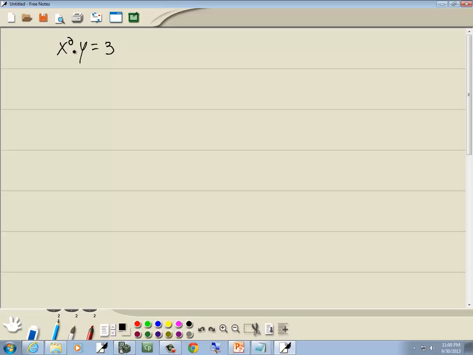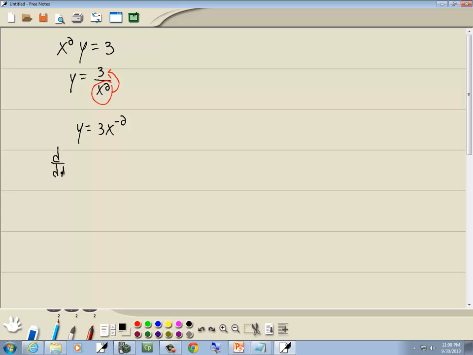Well, first thing I'm going to do here is I'm not going to use the product rule. I'll go ahead and divide both sides by x squared. And we get y is equal to 3 over x squared. And we can take that x squared, move it to the top, and we'd get y is equal to 3x to the negative 2.